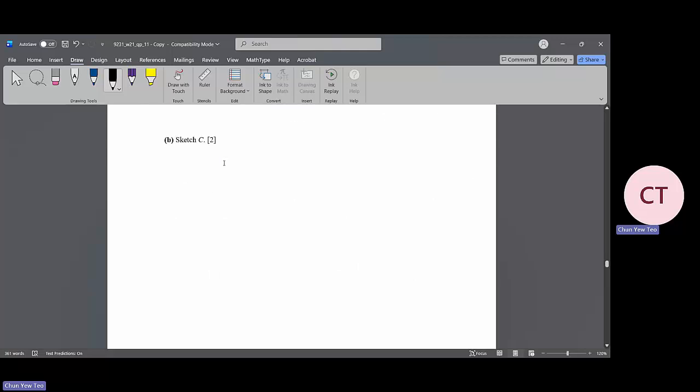Move on. 6B, we want to sketch a graph. To sketch a graph, nothing tricky. We just need to build a table.